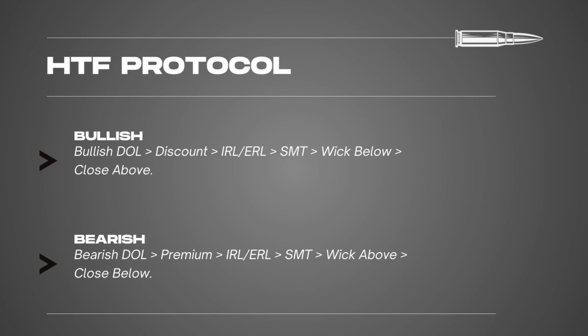And for a bearish scenario, we want to have a bearish draw on liquidity. We want to be selling in premium, so always mark out your premium and discount of the range. Then we want to hit that internal range liquidity pool to target that external range liquidity pool. And inside that internal range premium level, we want to see SMT form. Now, also with that swing high formed, we want to see that candle wick above that previous candle and then close inside of that previous candle's range.